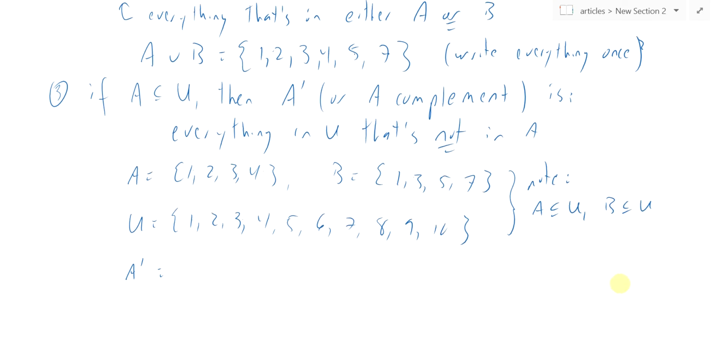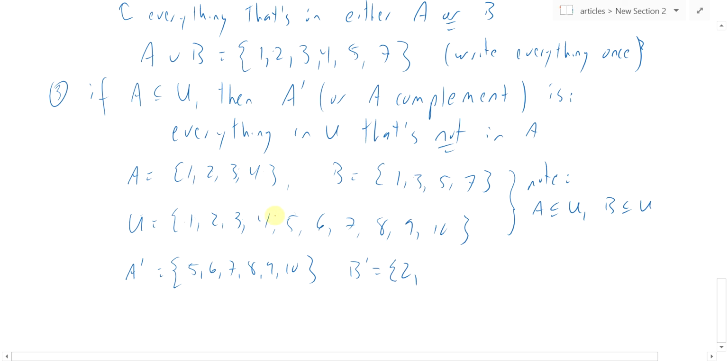Okay, so what's A complement? Well, it's everything that's in U that's not in A. So 1, 2, 3, 4 are in A. 5 is in U, but it's not in A, so 5, 6, 7, 8, 9, and 10. So A prime is that set. What's B prime? Well, 1, 3, 5, 7 are in B. So 1 is in U, but it's also in B. 2 is in U, but it's not in B. So that's in B prime.